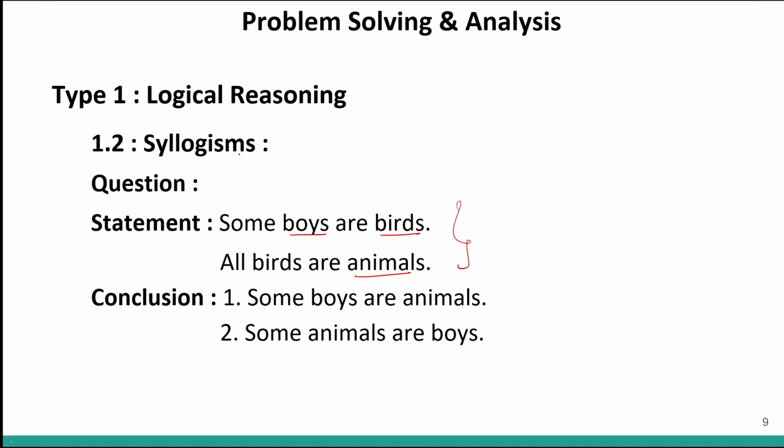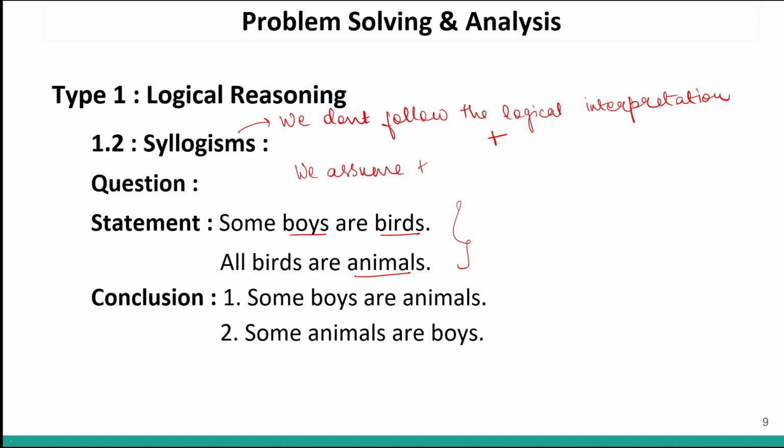Whenever you solve questions on syllogisms, we do not follow the logical interpretation. Plus, we assume that the statement is the universal truth. Now, what do you mean by this? Firstly, if you look at this statement, some boys are birds, is this possible in real life? If I interpret this logically, can boys be birds? No, these are human beings and these are animals. They cannot. This is not true logically.